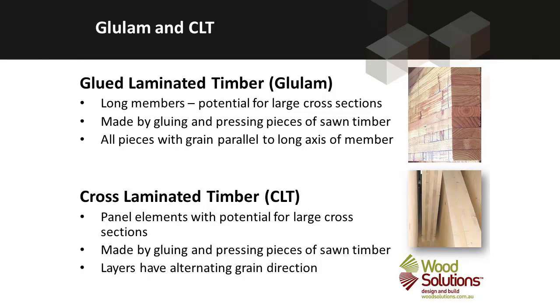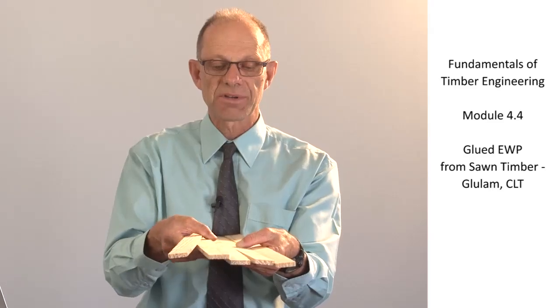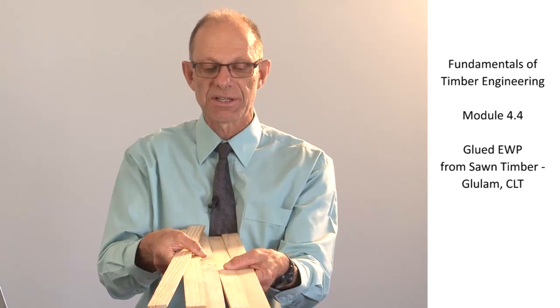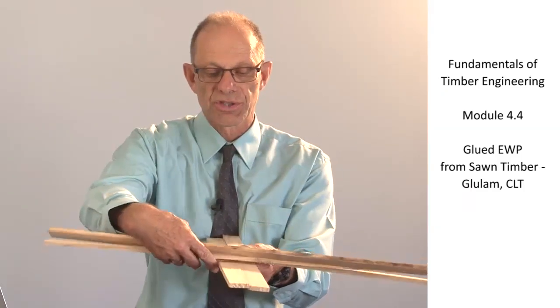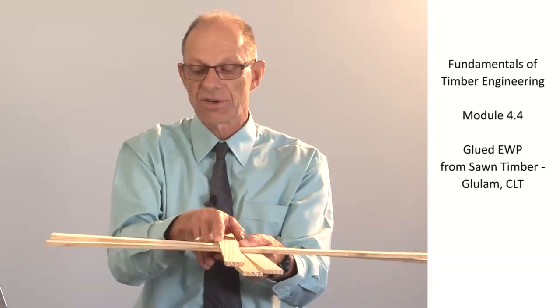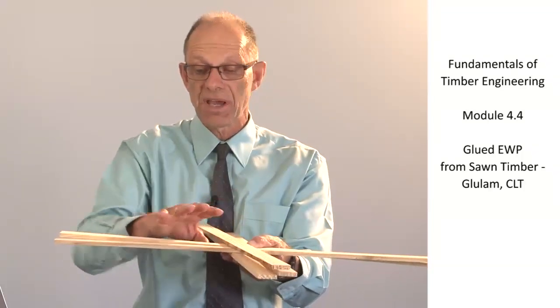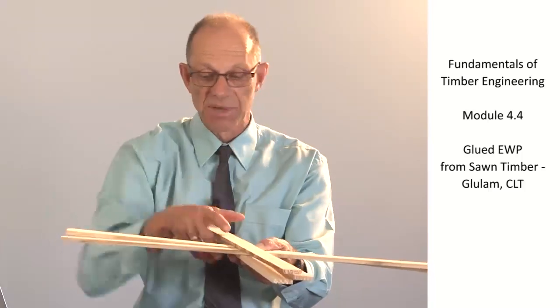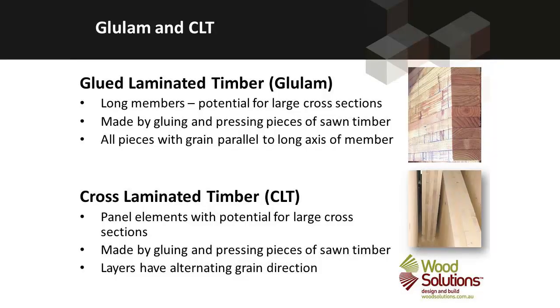Cross-laminated timber is also manufactured out of sawn timber, but it's manufactured by making up layers of timber, so that the timber is put side by side, and then each alternate layer has its grain in opposite directions, so it can make up a deep and large panel member. So that's the essential difference between cross-laminated timber and glued laminated timber.